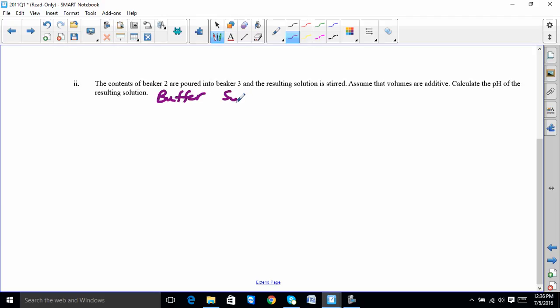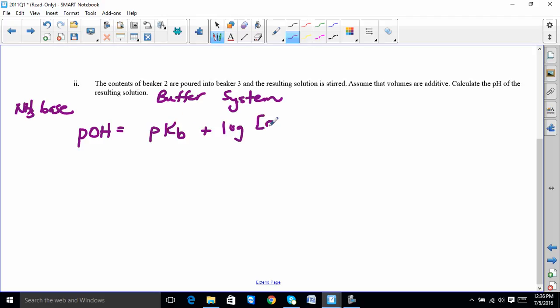Because what do you need to have a buffer system? A weak acid and the conjugate base of a weak acid, or a weak base and the conjugate acid of a weak base. And so I like this equation better. I do it differently than the scoring guide, but because NH3 is a base, and I'm always hammering on my students, bases, it's all about OH minus, and acids, it's all about H plus. This is equal to the pKb plus the log of the conjugate acid over the base.